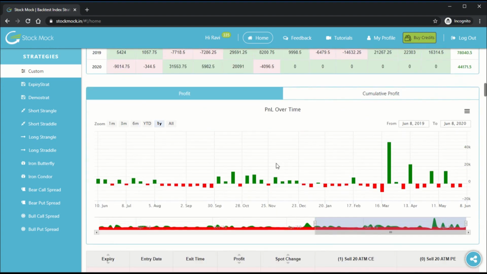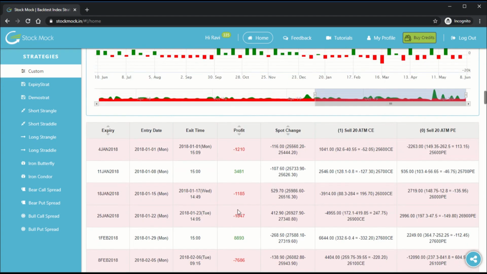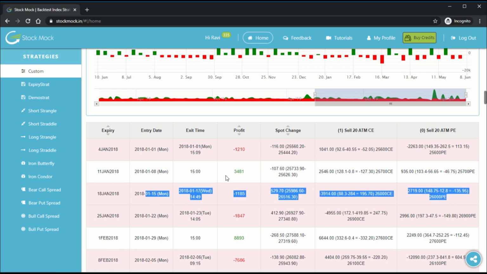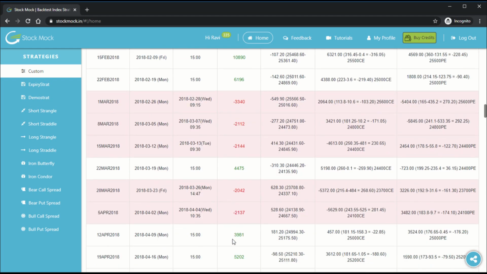As you can see, whenever the net premium increases by 25%, because I am having a short position, both the legs of my strategy have been exited. So there you go. Here is the profit and loss for this particular strategy with this specific stop loss level.